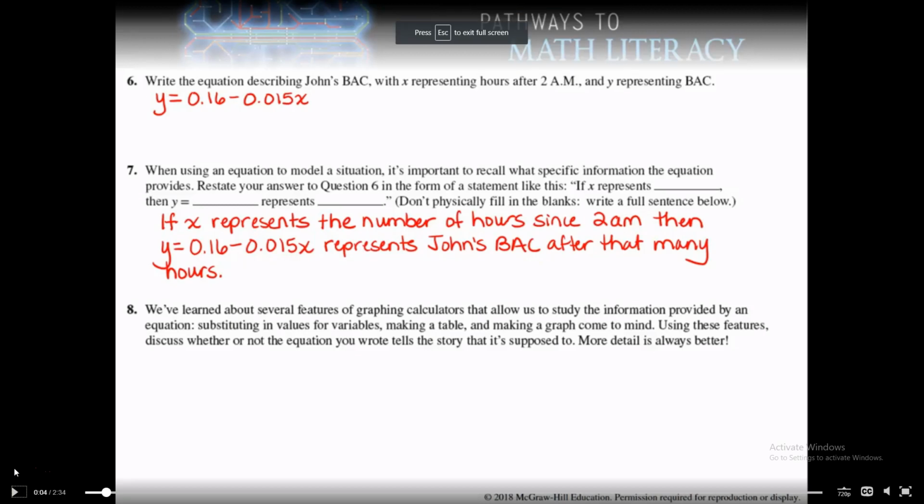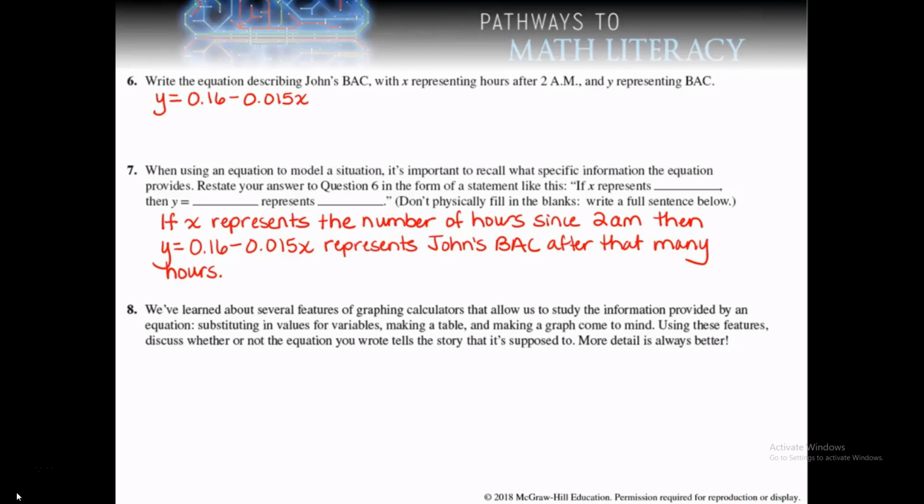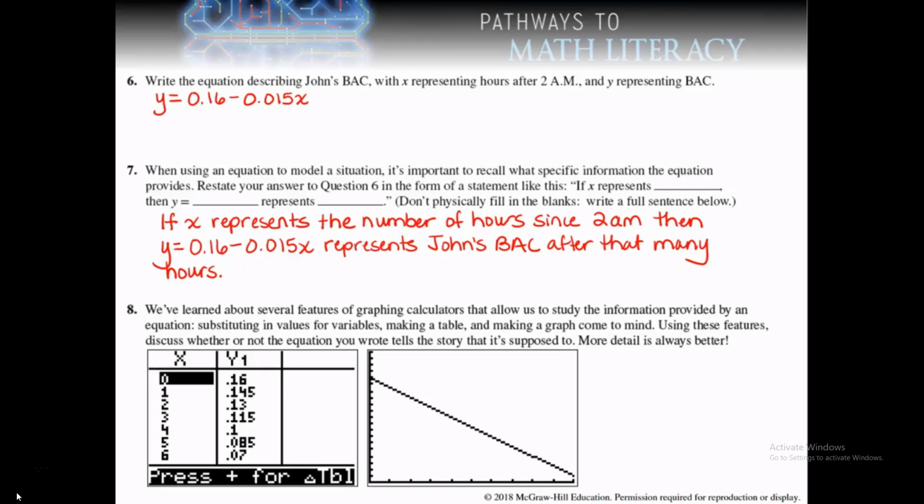We're still looking at the blood alcohol content equation, and in question 8 we're asked to use some of the graphing calculator features that we have to see what's going on with this relationship. So it suggests making a table and a graph. So I went ahead and did that on my graphing calculator. And both of those do seem to tell the story that they're supposed to. This blood alcohol level started at 0.16 and then decreased from there on both the table and the graph at a slow, steady rate.